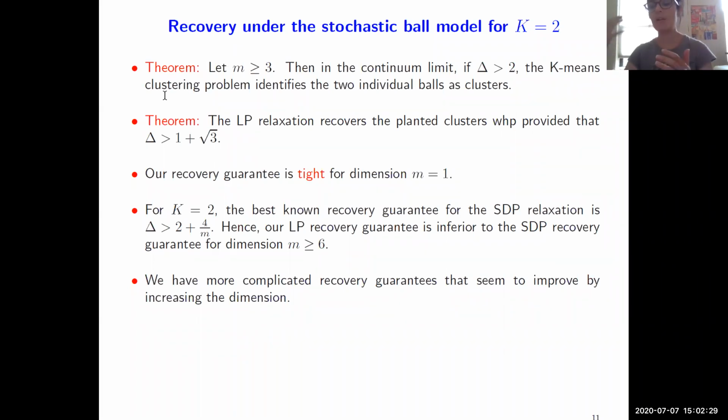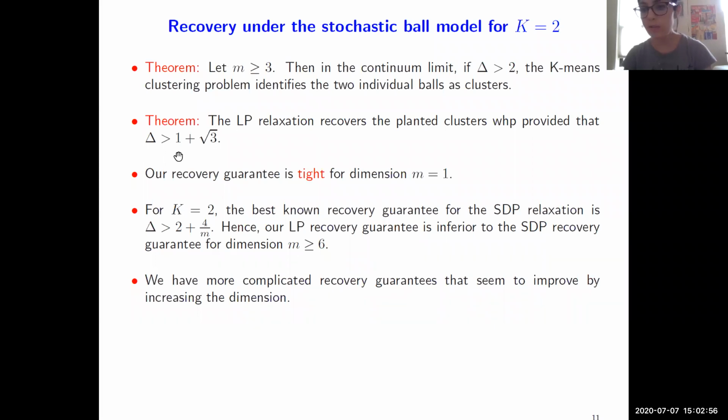Meaning that the original K-means LP can recover with high probability in dimension 1 if delta is 1 plus the square root of 3. How does it compare with SDP? Well, the best recovery result for the case of 2 clusters for SDP is delta bigger than 2 plus 4 divided by m, where again m is the dimension. So for dimension bigger than or equal to 6, the SDP is better.